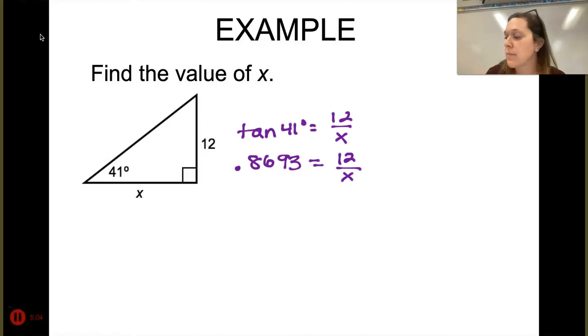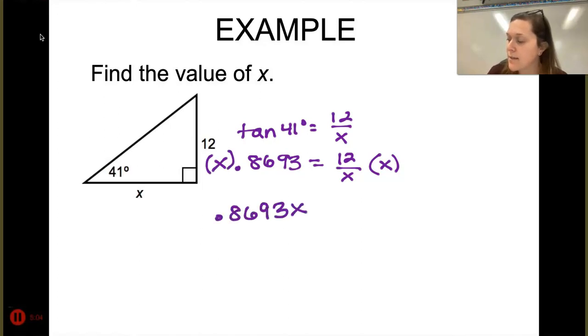So how do I get rid of divide by x? Multiply by x on both sides. Now we have 0.8693x is equal to 12. Divide by 0.8693.